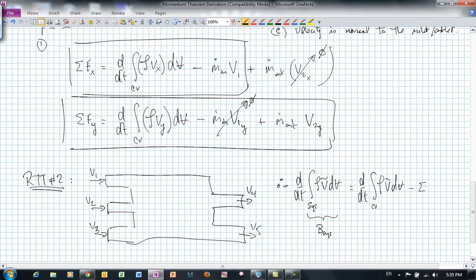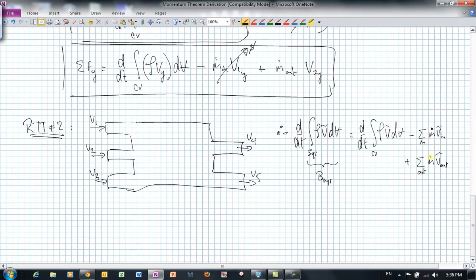minus the sum of the momentum going in, over all of the inlets, plus the sum of the momentum going out over all of the outlets. If I have two inlets, then I would be adding the momentum at each one of those inlets, and I would subtract it from the unsteady term. That would be my flux of momentum in.